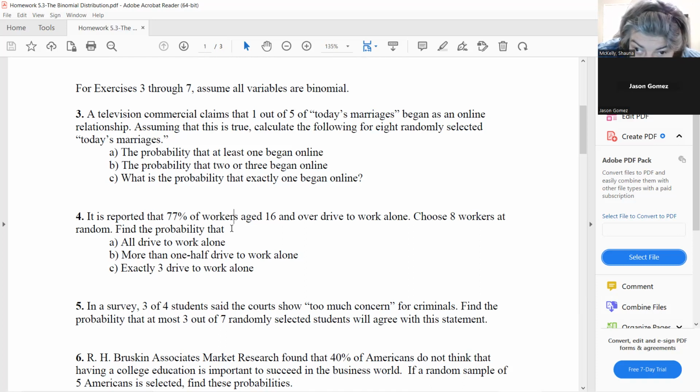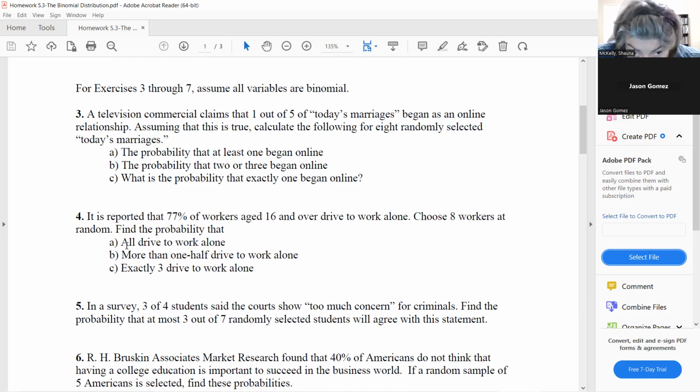16. No, that's how old they are. 8 workers. Right. Yeah, don't confuse how old they are with how many there are. So N equals 8. N is the sample size, the number that we're selecting from. Good. So for number 4, P is 0.77, N is 8.